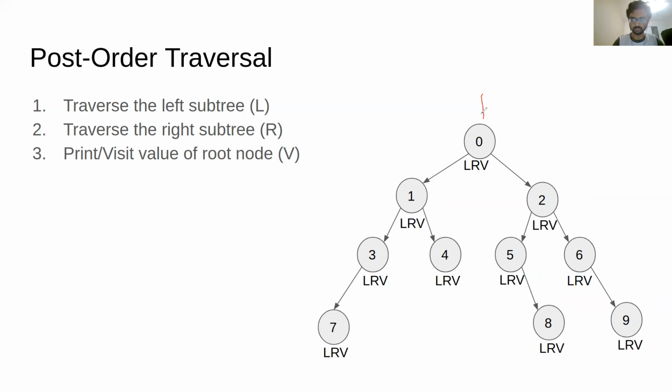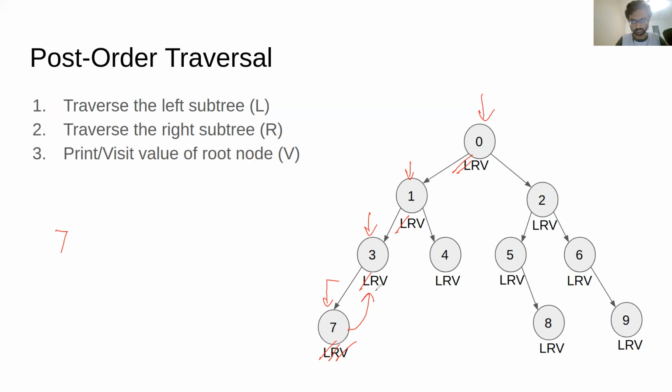So we start at the root as usual. We see, does 0 have a left? Yes. So we are on 1. Does 1 have a left subtree? Yes. So we are on 3. Does 3 have a left subtree? Yes. We are on 7. Does 7 have a left subtree? No. Does 7 have a right subtree? No. So we visit 7.